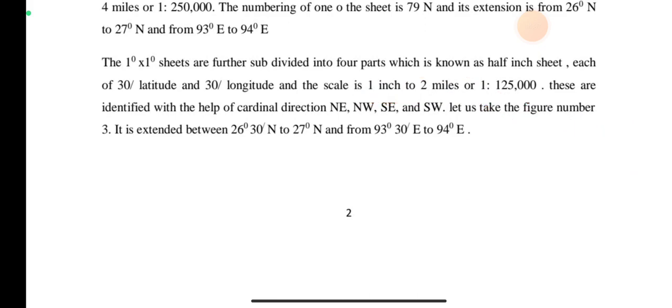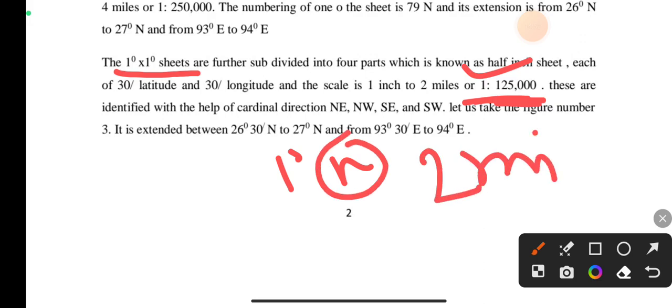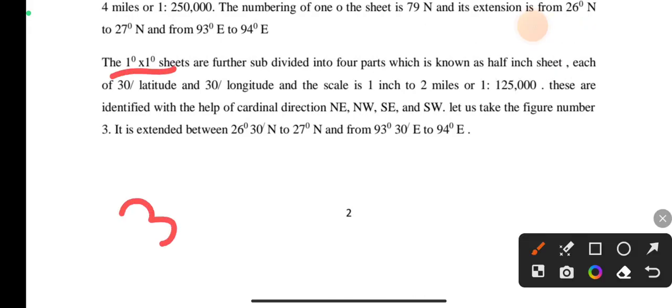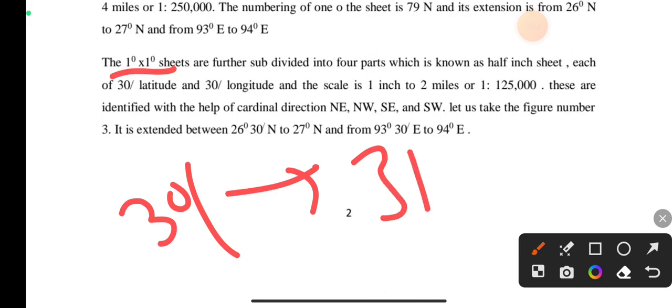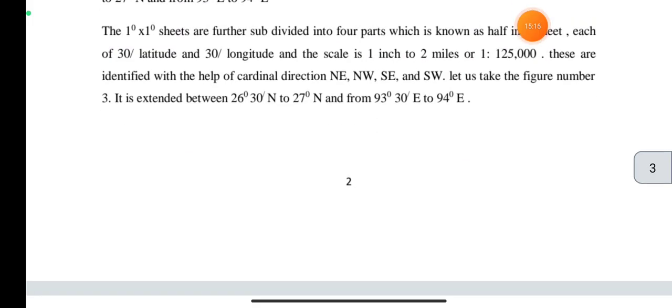So this is the half inch sheet. The scale is 1,25,000, and we are calling it 1 degree into 1 degree sheets. That means 1 inch to 2 miles. 1 inch to 2 miles. And 1 inch to 4 miles, that is 1 degree sheets, right? This is half inch sheet. That means the extension is 30 minute to 30 minute, and we will be calling it as 1 inch to 2 miles, or 1 is to 2,50,000. These are called half inch sheets.